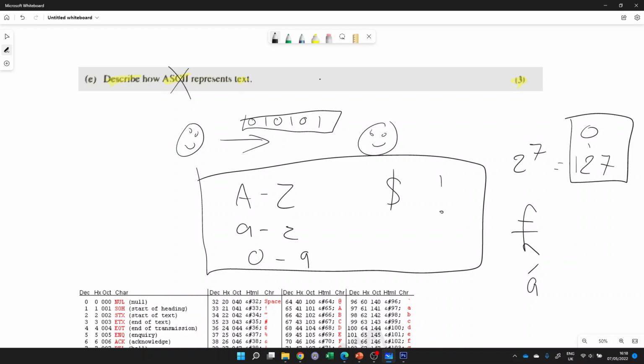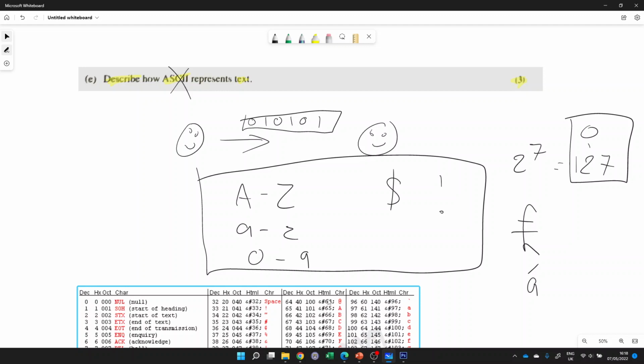There are alternatives like Unicode, which uses more bits per character, but it's one of the simplest encoding schemes that allows you to go from binary to denary and then represent a character.